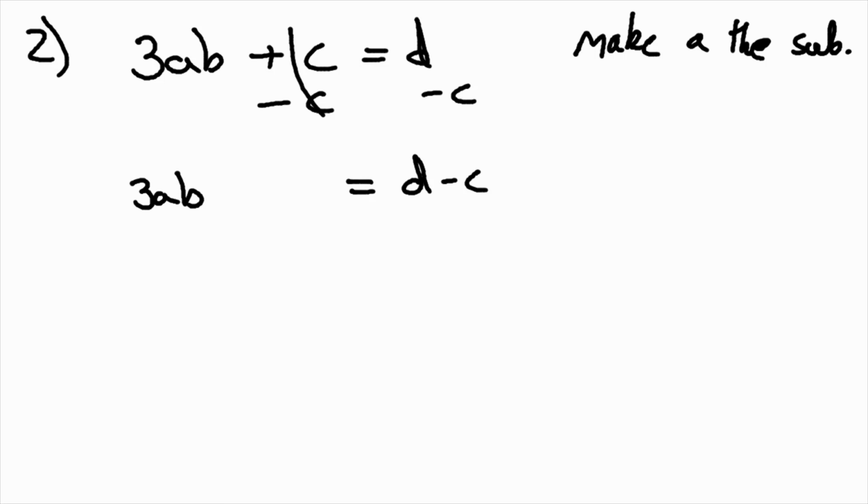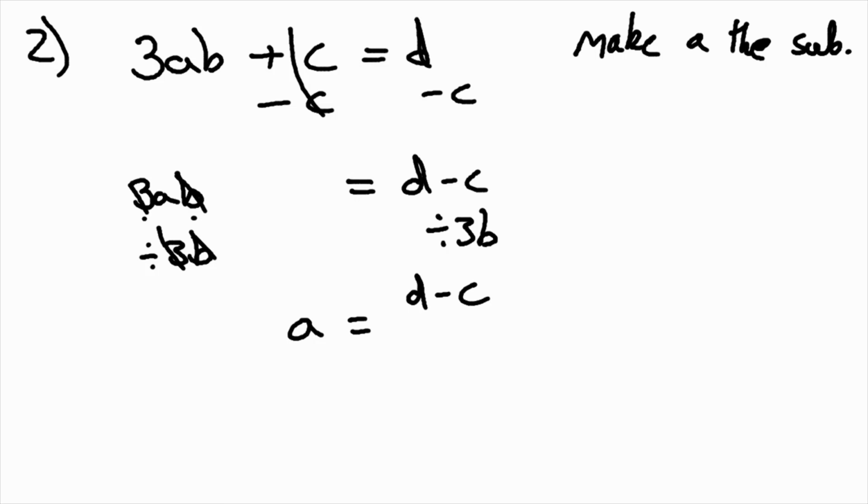So now we've got 3ab. So we've got a being multiplied by 3 and multiplied by b. So the opposite of multiplying by 3b is divide by 3b. So a, because the 3 and the b are going to cancel, equals d subtract c divided by 3b. We can't divide d minus c by 3b. We don't have values for these, so we have to leave it as this nasty looking fraction.